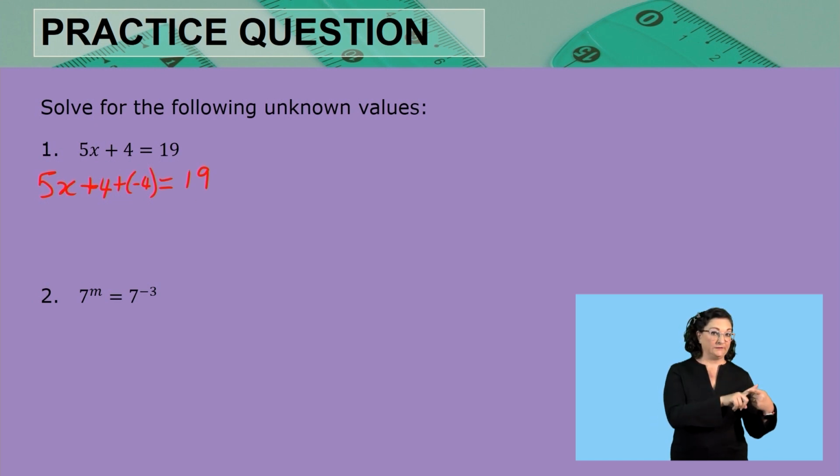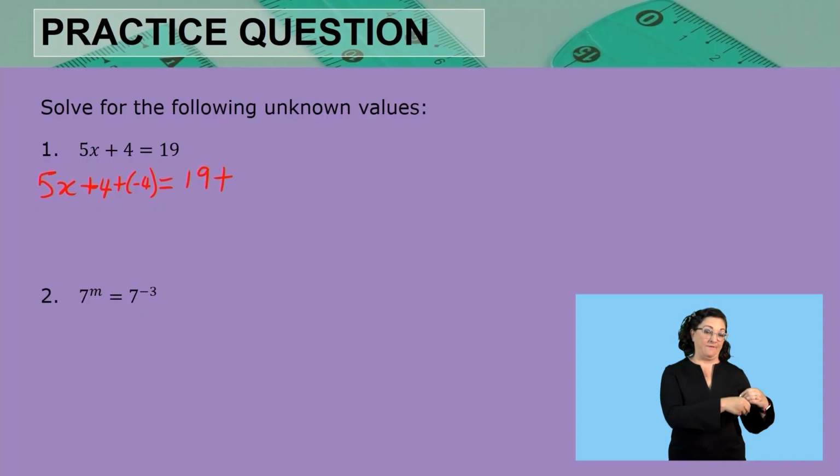And remember, our equation is like a scale. So what I do on one side of the equal sign, I must do the same thing on the other side of the equal sign so that my equation can balance. So since I've added a negative 4 on one side, I am going to have to add a negative 4 on the other side as well. Now a 4 plus a negative 4 is 0. That means that leaves us with just the 5x.